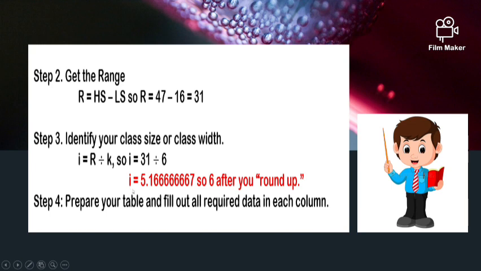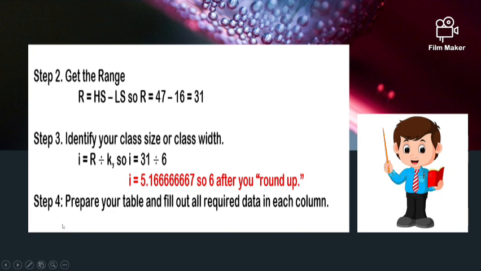Your I is 5.1666667. And then it would be a 6 because you have to round up. Round up is not the same as round off. When you say round off, you go down or you go up, right? But round up means you really have to round this up. If it's a decimal already, you have to round up to the next number. And that's it. You have 6 as your interval or class size, otherwise known as your class width.